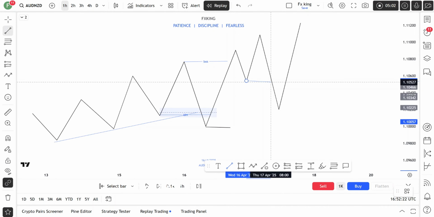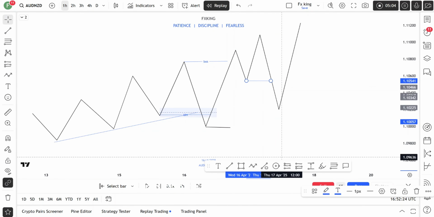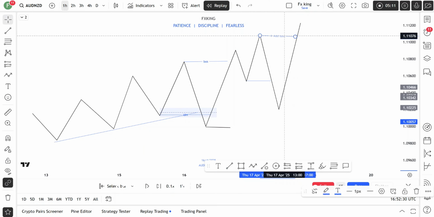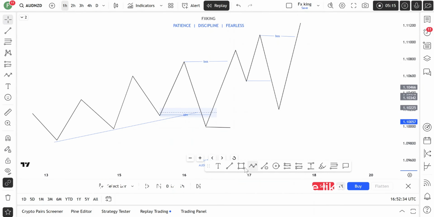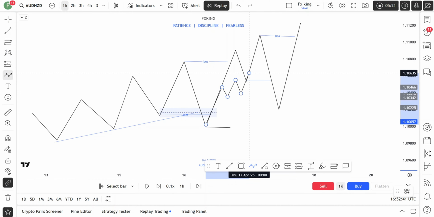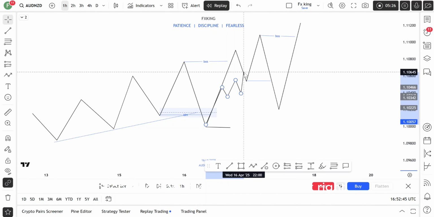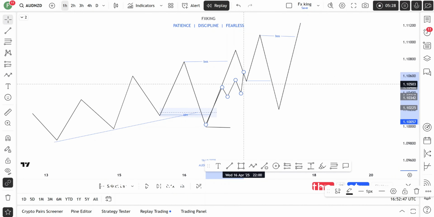The first pullback low, right? And the market took it out. So we now have a break of structure at this point. So this is also a break of structure. There's one thing you need to note: there might be like 4 or 5 different pullbacks here like this, but what you are most concerned about is the first pullback.